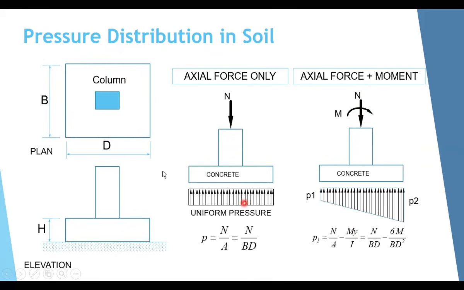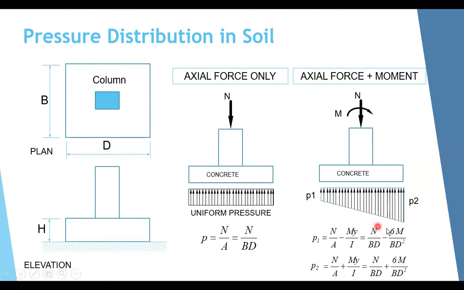And Y is the distance from the center line to the edge, which is D over 2. If you substitute Y equals D over 2 and I equals B times D cube over 12 in this equation, you will find that M over I times Y equals 6M over B D squared. So P1 will have a minus because the moment is reducing the pressure. However, for P2, it will be exactly the same, but instead of minus, we will use plus. So it will be N over BD plus 6M over BD squared.